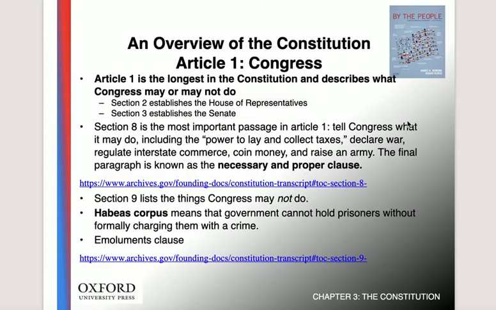The first article is the longest article in the Constitution, and it describes what Congress may or may not do. The Founding Fathers thought that the legislative branch was most important, so they started with this, not the presidency. So the first article is about the legislature. I want to point out that in Article 1, Section 8, this is the most important passage. It lists a large amount of things that Congress can do.